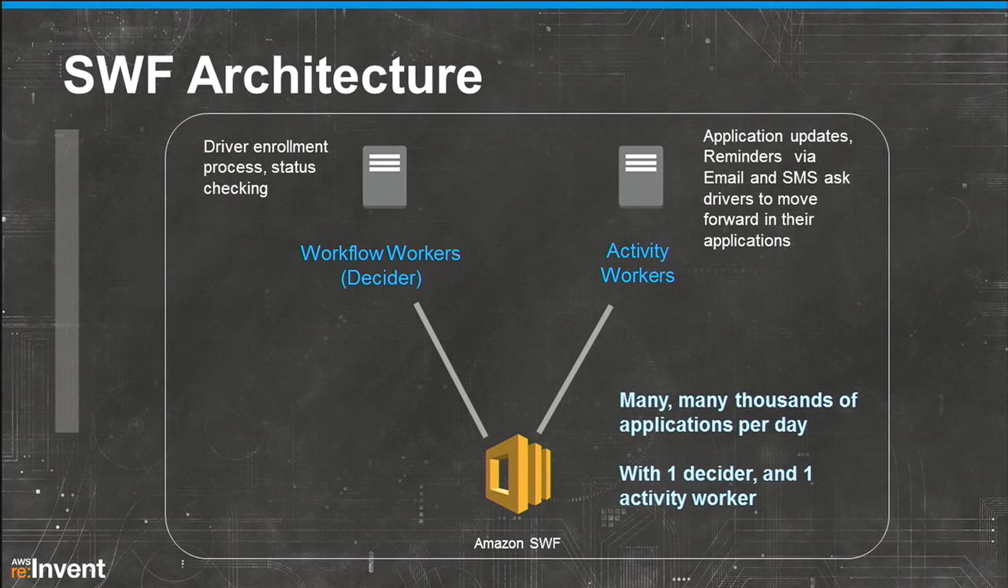Lyft's architecture consists of one workflow worker, a decider, and one activity worker. These things handle application updates. They do reminders to the driver via email and SMS. So they have transport on the other side of the activity workers where they're sending email and SMS to drivers to alert them to complete the various steps in the application that they need to complete. Lyft does many, many, many thousands of applications per day, and they do it with one decider and one activity worker.